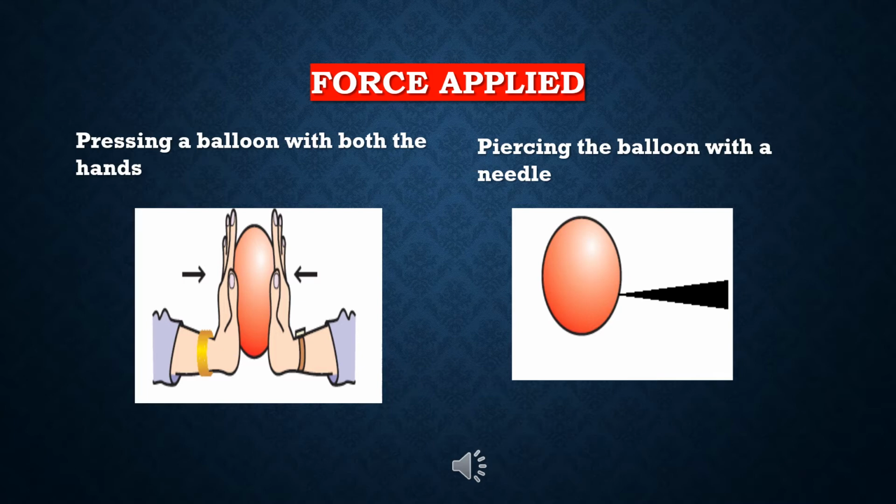Here two pictures are given. In the first picture, a balloon is pressed with both the hands. In the second picture, the same balloon is pierced with a needle. You can imagine what will happen. Even though we are applying a medium force, the balloon may not break when we press with both the hands. But if we prick or pierce it with a needle, even though we are applying very less force, it will break very quickly.